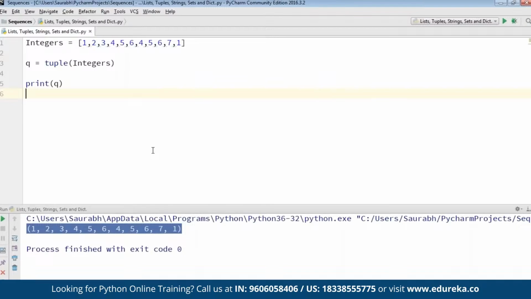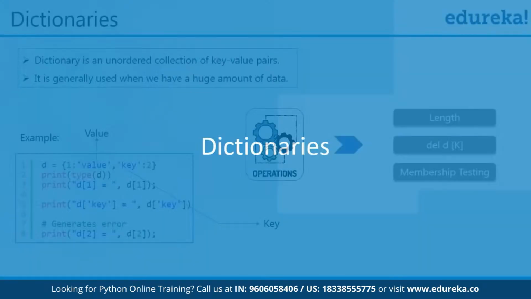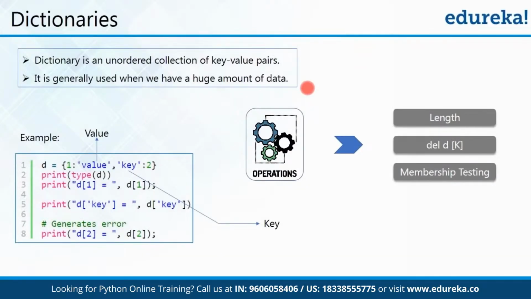Now let us move forward and have a look at the last sequence present in Python, that is called dictionaries. So what are dictionaries? Dictionaries can be considered as a sequence that contains key value pairs. Now what does that mean? That means to every key there is a value attached. Let me explain you with the help of an example that is there in front of your screen.